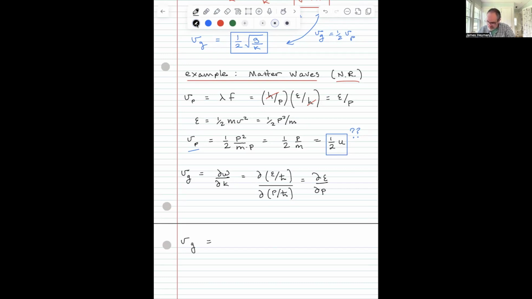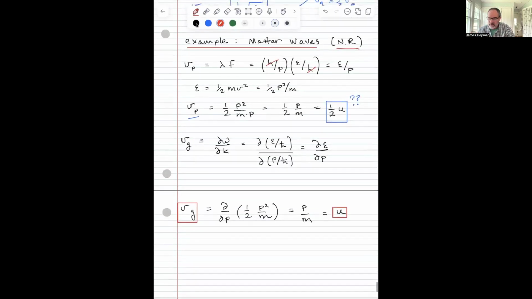And now, substituting for the energy, we get the following. Well, when we take the derivative of this, we get 2 times 1/2 p over m. So we get p over m. And since p is m times u, the m's cancel, and we find this. Okay, very good. Well, what has this shown us?